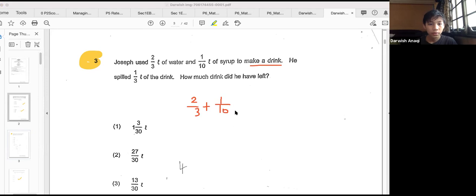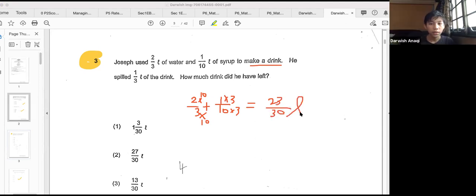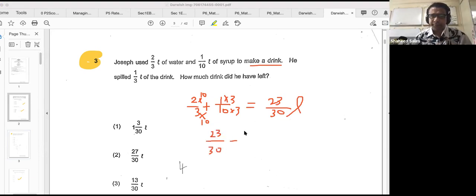Okay, so can we make it to 30? Can. So what's your answer down here? You make it to 30, you get 23. Is it all right? 30. Then minus 1/3. Okay, 1/3 is like 10/30 lah. Can? So you get 13/30 liters, which is number 3 lah.